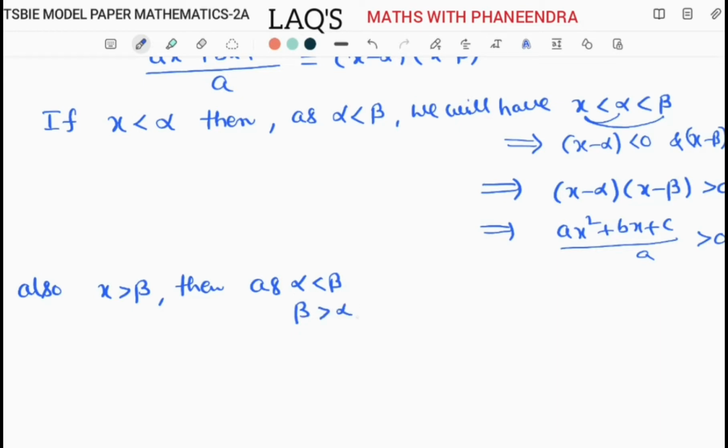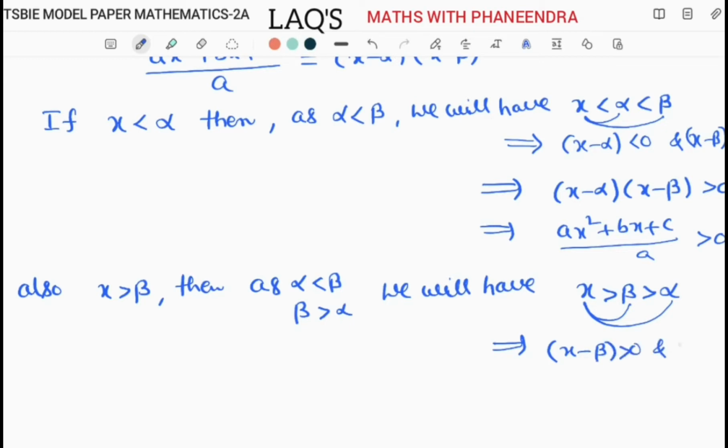Alpha is less than beta, or beta is greater than alpha. We will have x greater than beta and beta greater than alpha. So from this, x minus beta is greater than 0 and x minus alpha is also greater than 0. The product of two positive things is greater than 0, no? So that implies that (x minus beta)(x minus alpha) is greater than 0.